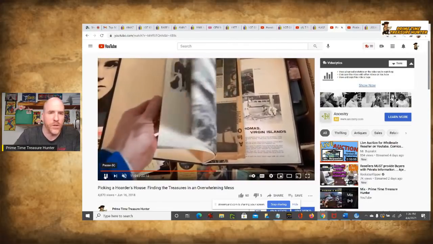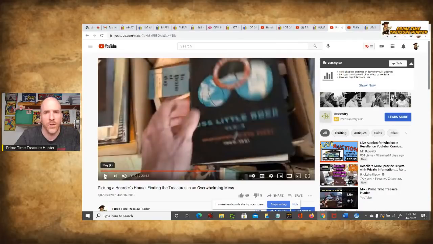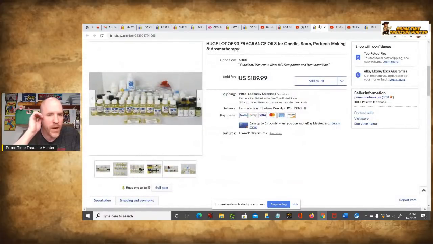There's the newspaper article right there. And that's ultimately how it wound up getting displayed. So look for those types of things, because sales like that could really help you out a lot.